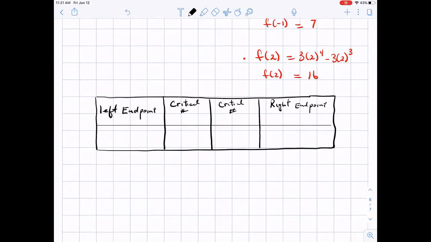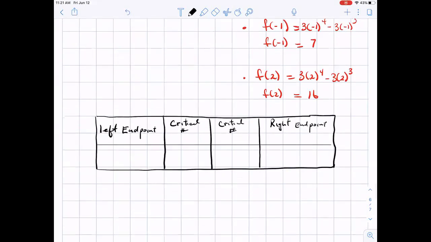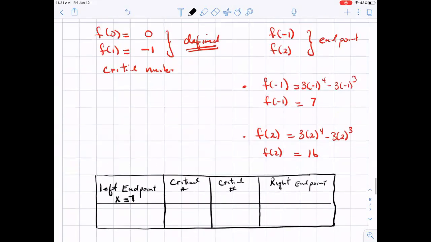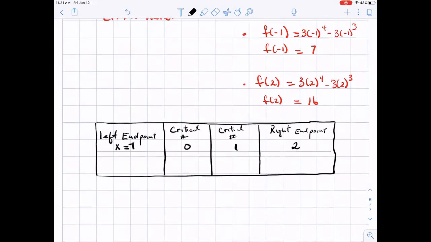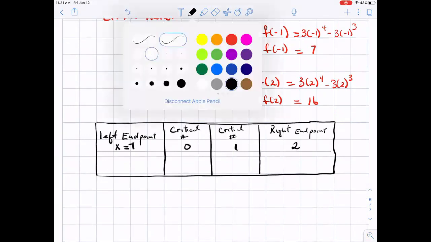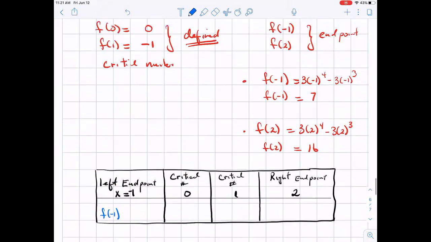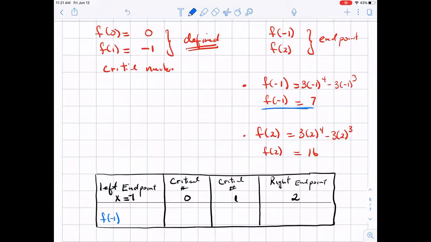So the left endpoint, we know that x is equal to -1. We found two critical numbers, 0 and 1, and the right endpoint we know was 2. So what we're going to do is fill in these things here. f of -1 we know is 7. Then we have f of 0, which is equal to 0. Then we had f of 1, which we know is -1. And then we have f of 2, which is equal to 16.